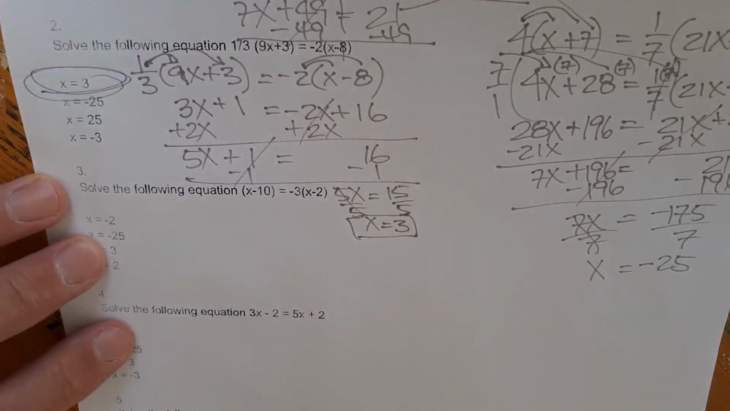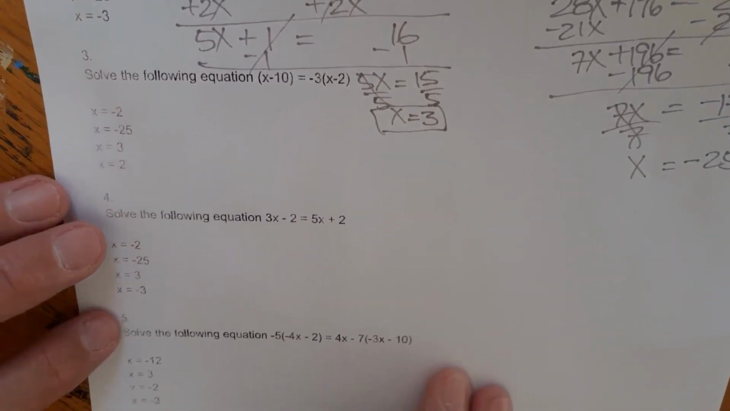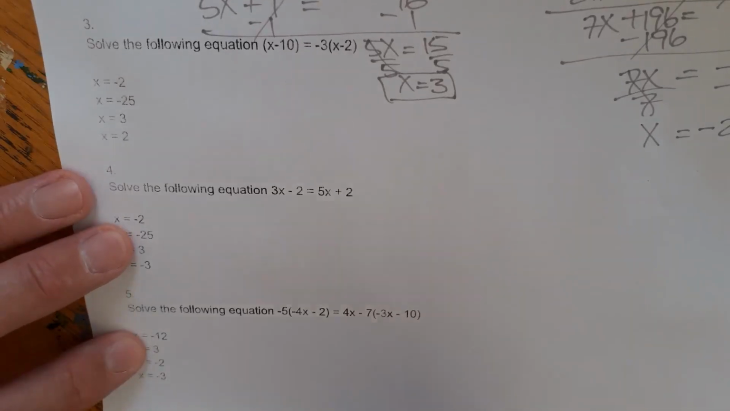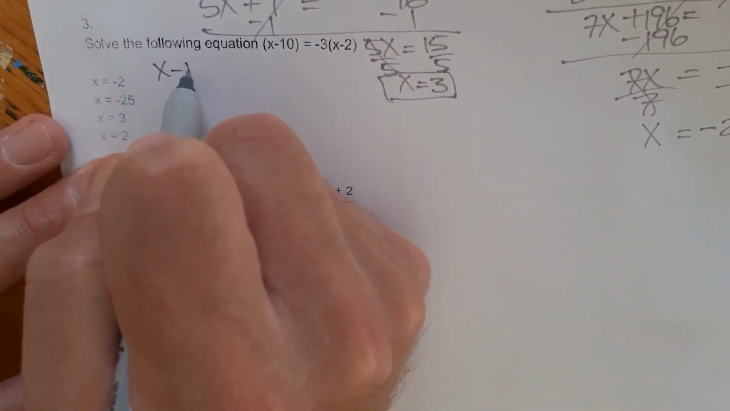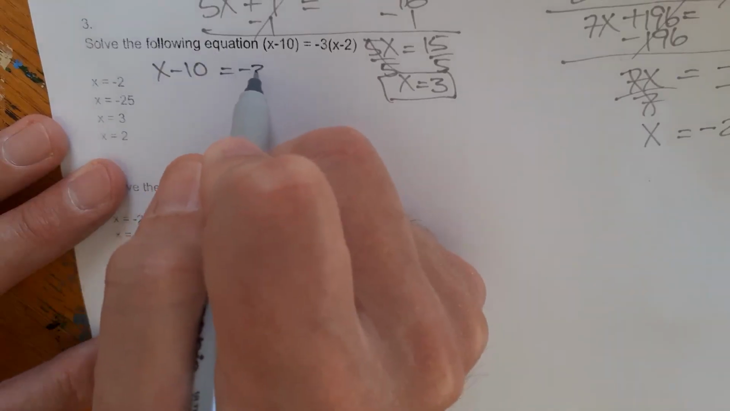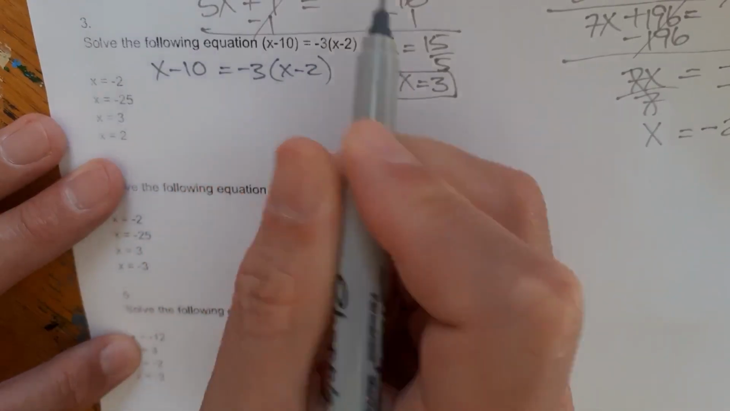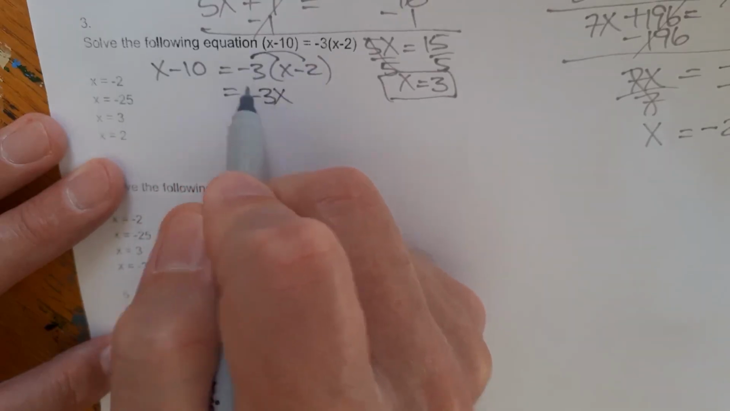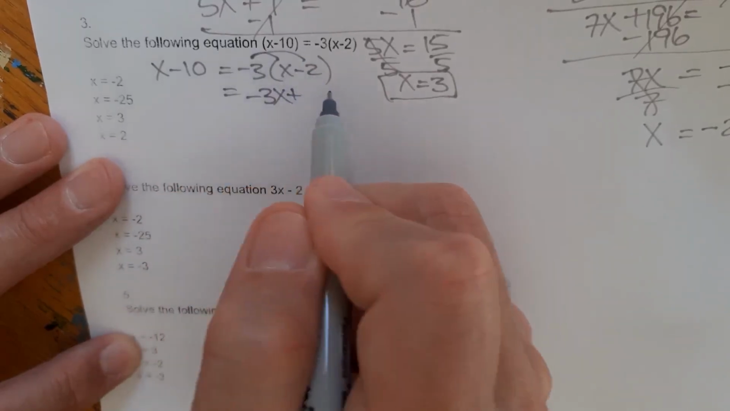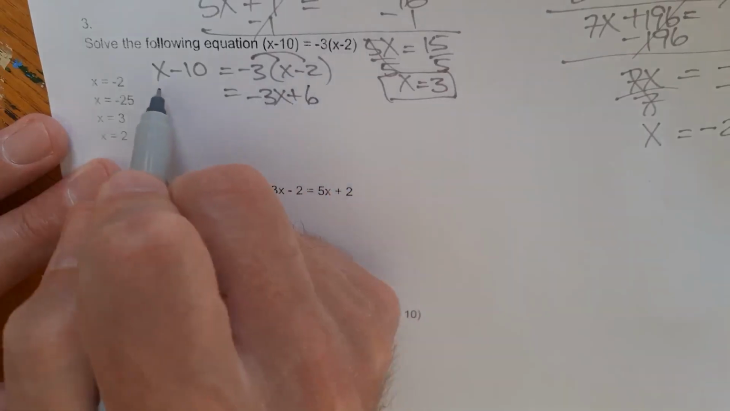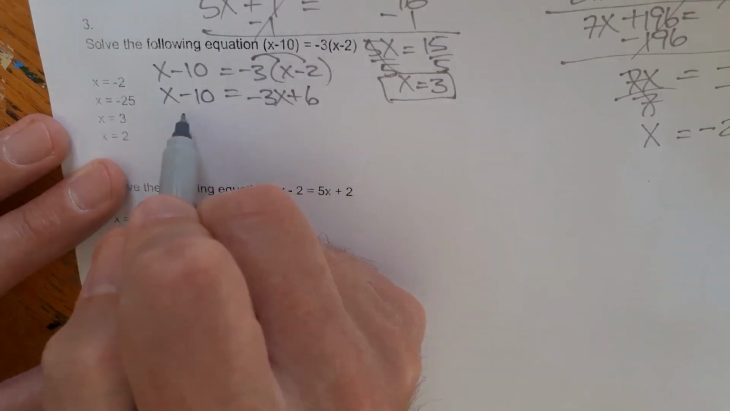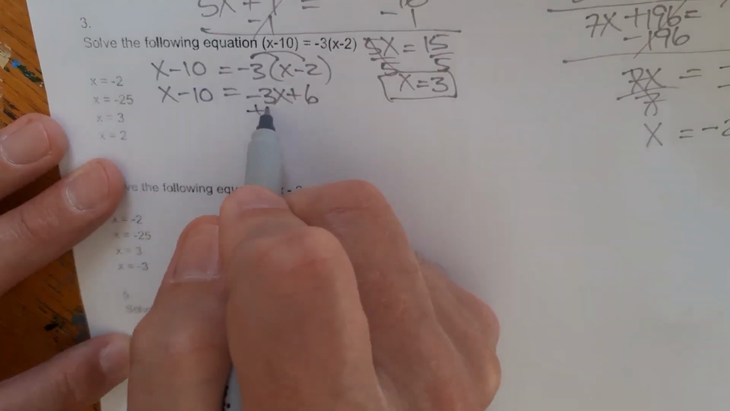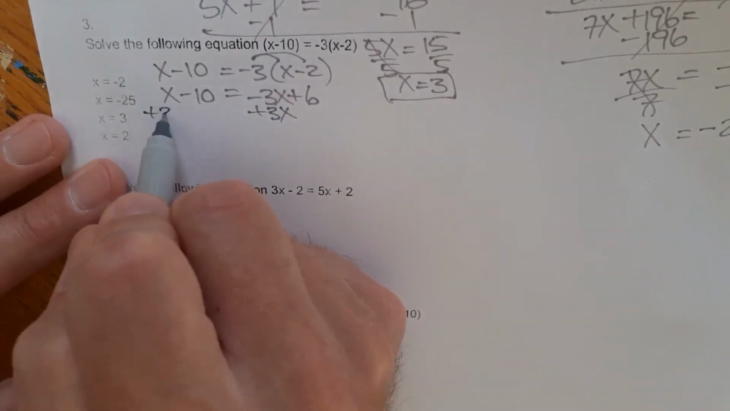All right, did I make up a little bit of space? Took up quite a bit of space there too. Let's go to the next. Let's rewrite it. x minus 10 equals negative 3 times (x minus 2). Let's distribute. Negative 3x. Negative times negative is positive 2. 3 times 2 is 6. And x minus 10. I'm going to add 3 x's to both sides.